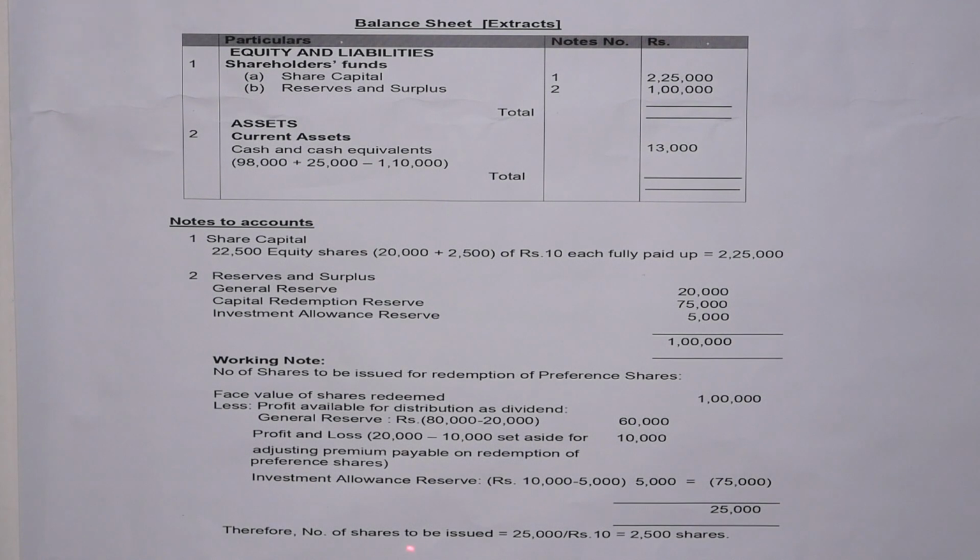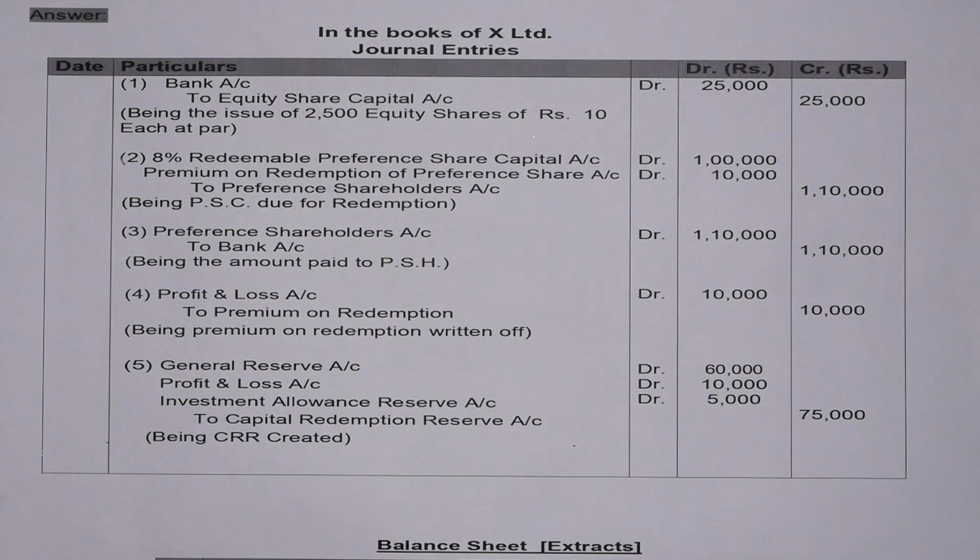So number of shares to be issued is equal to 25,000 divided by face value rupees 10 per share, which is equal to 2500 shares. So 2500 equity shares into face value rupees 10 per share. In this way we get 25,000. So next entry is 8% redeemable preference share capital account debit rupees 1 lakh. Premium on redemption of preference share account debit 10,000.